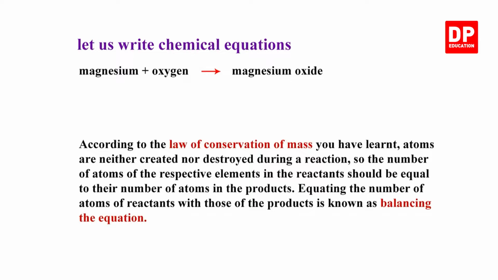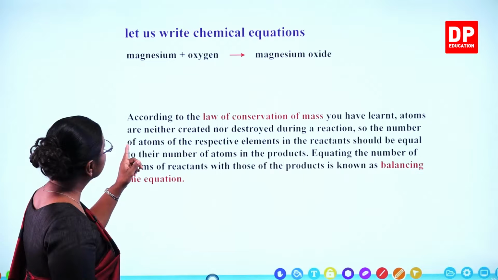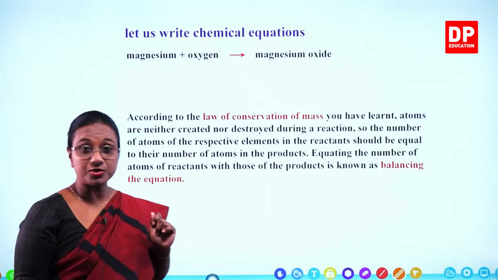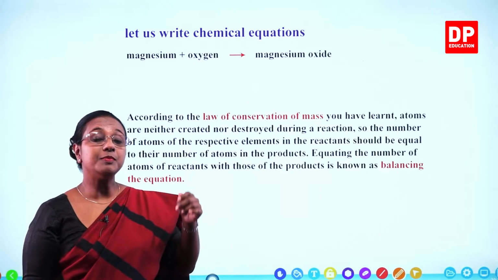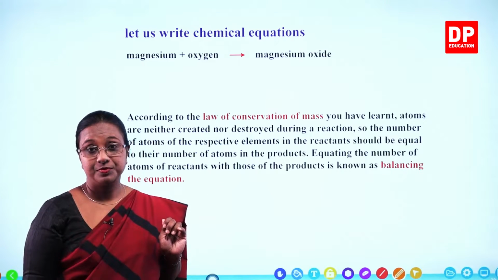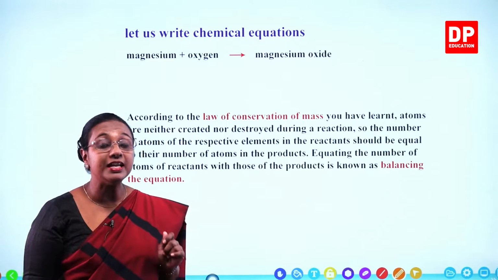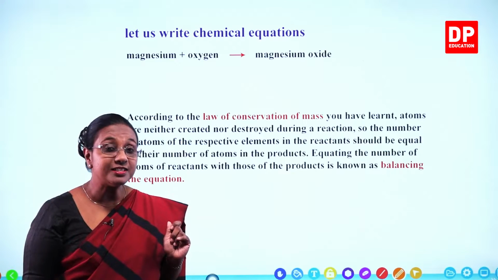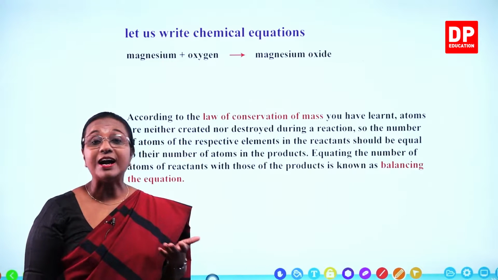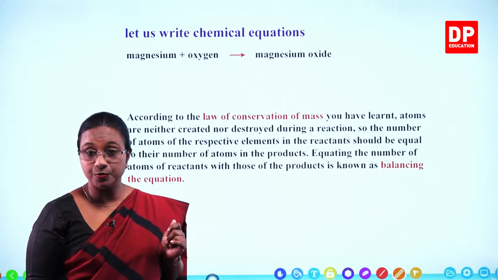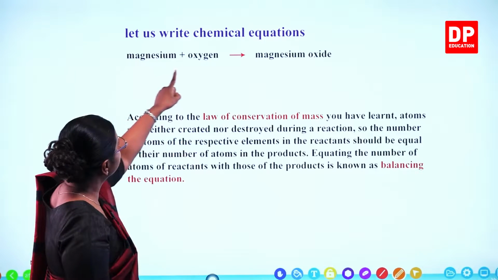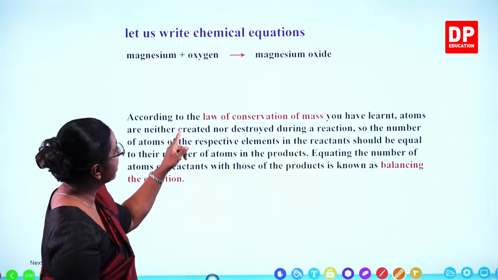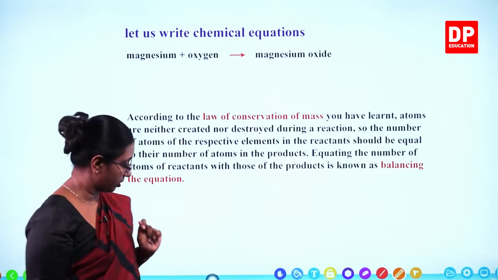So let us write chemical equations. The example given to you, magnesium plus oxygen, magnesium oxide. You have seen this reaction, students. You take the strip of magnesium, you hold it to the Bunsen flame. Then you see it burning with a bright white flame. And finally, what is the product or what remains? A white colour powder or white colour residue. What is that? That is magnesium oxide. So, magnesium reacts with oxygen in air and forms magnesium oxide.